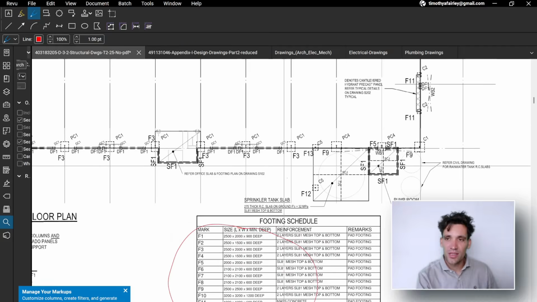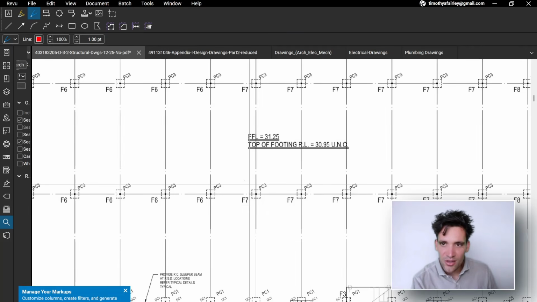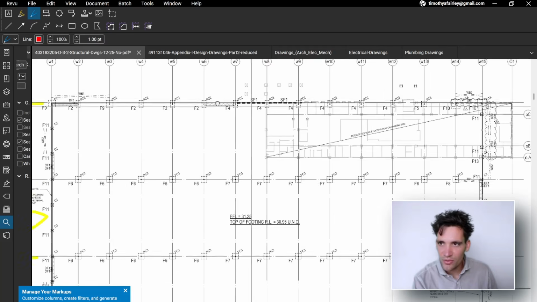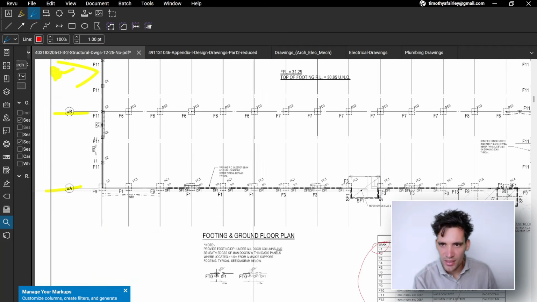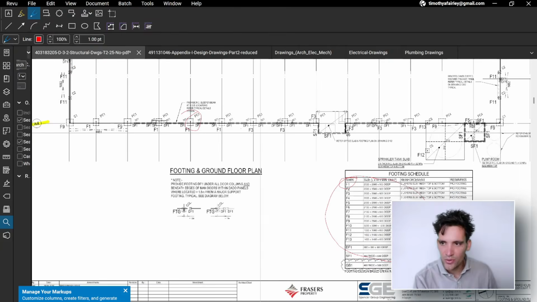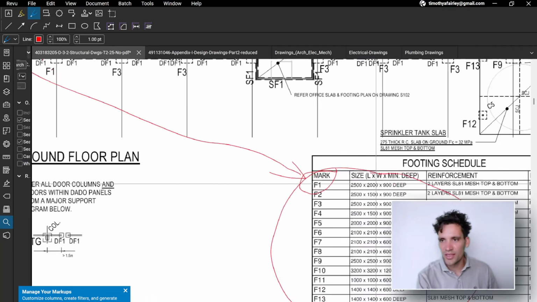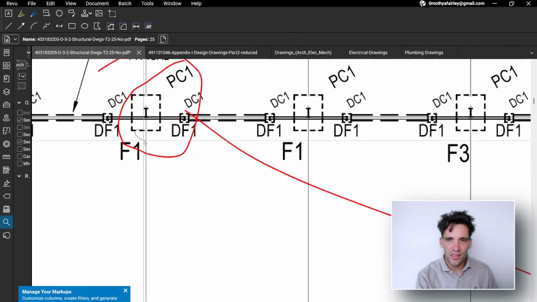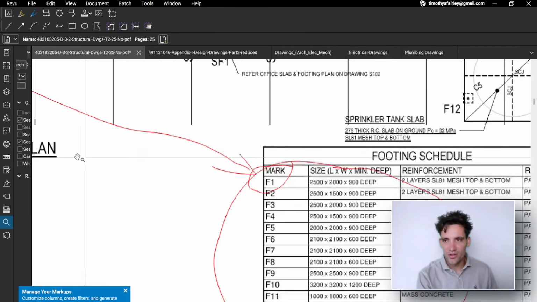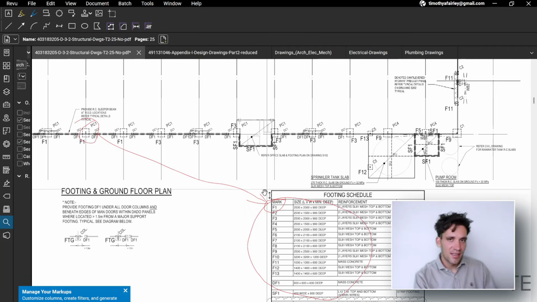It references all the different types of footings. So you can see this F1 is a 2500 by 2000 by 900 deep. And then on the set of plans, we'll see references to F1, although I don't see any. But here it is, F1. So that footing is a 2500 by 900 deep footing. Again, it makes it easier to read and understand rather than someone writing on the footing 2500 by 900 by 900. So again, schedules help you get quantities and apply detail to the drawings.